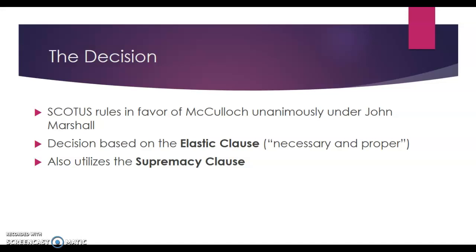This decision is going to be based on two big clauses here. First, the Elastic Clause, they're going to buy that necessary and proper, that it was necessary and proper for Congress to establish a national bank. They're also going to utilize the Supremacy Clause. This is one of the earlier instances of the national government really flexing its muscles for the first time.